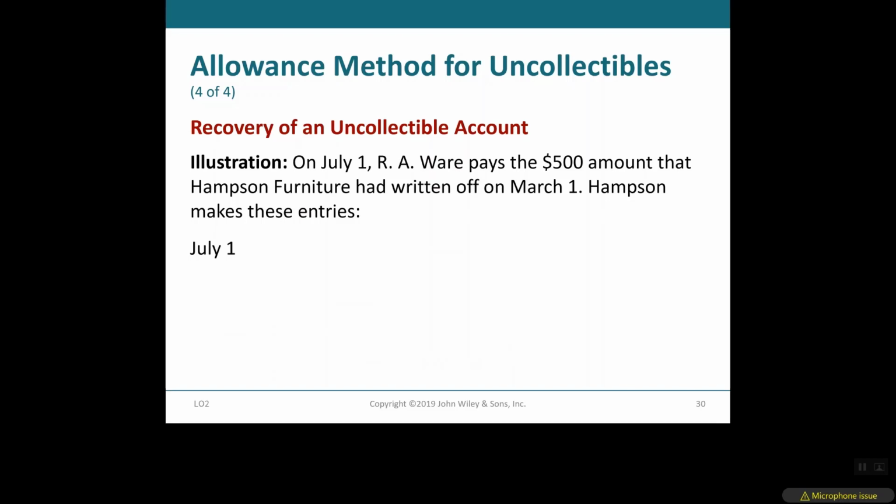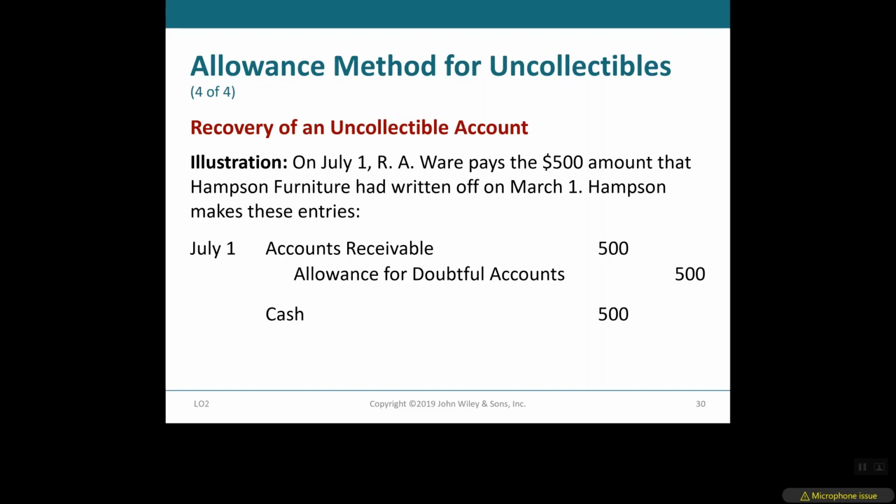All right, let's assume that this person we said was not going to pay anymore decides to pay us, right? So on July 1, R. Wray pays the 500 amount that Hampton Furniture had written off on March 1. Hampton makes the following entries. July 1, we have accounts receivable of 500, and the credit is allowance for doubtful debt, which is also $500. And then we have cash, okay, 500, and accounts receivable 500.